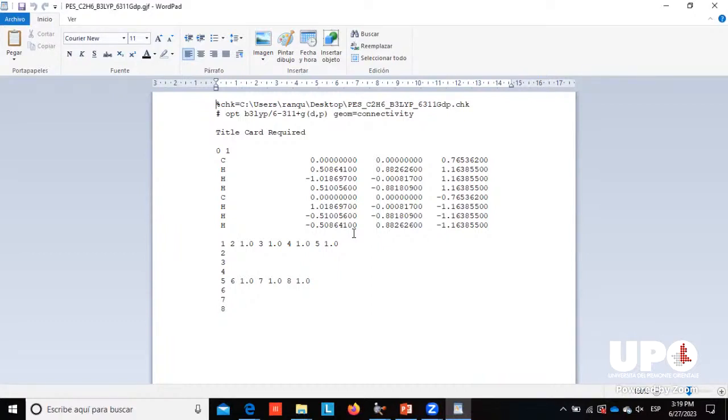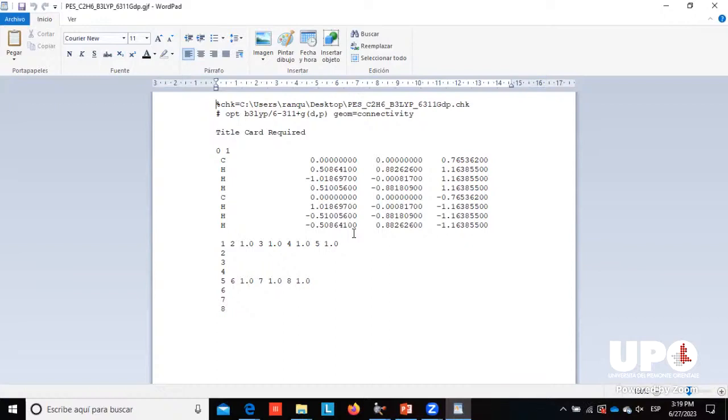So the first line actually is that percentage sign and then CHK gives the name of a file with an extension CHK that stores a lot of information during the calculation. Okay. And actually it's in your computer, but it's not an ASCII file. So if you need to retrieve additional information from this file, you need to transform it before. So there are ways to do it. But in general, it's not a file that you will need, right?